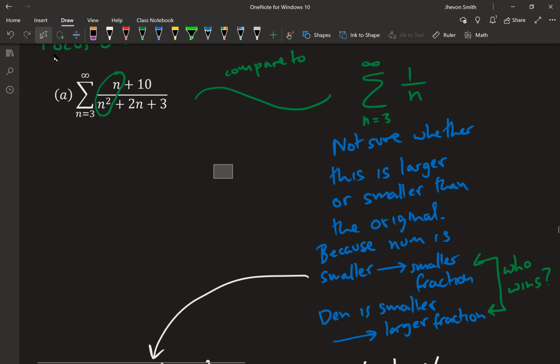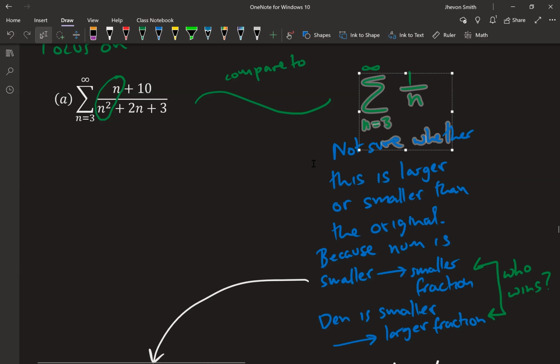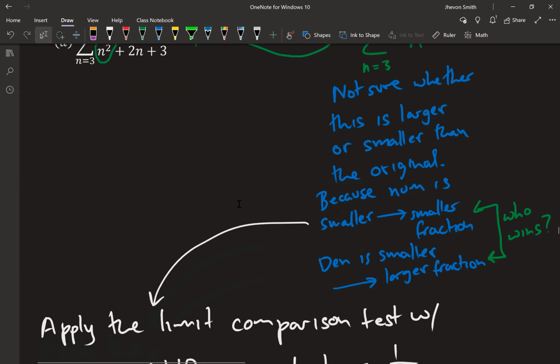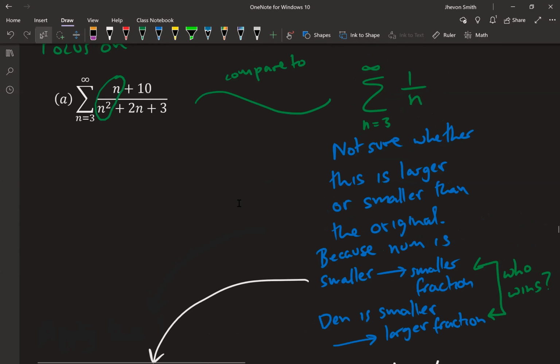So to go from this to that, I made both the numerator and the denominator smaller at the same time. I subtracted 10 from the numerator to make it smaller. And then I subtracted the 2n plus 3 from the denominator to make it smaller. So both the numerator and denominator decreased in size. When both of these changes happen at the same time, you don't know which change is going to win. Easy way to identify is when the numerator or the denominator, or maybe even the exponent of the numerator, is less than the denominator. Therefore, we can identify whether it's by direct or limit comparison.